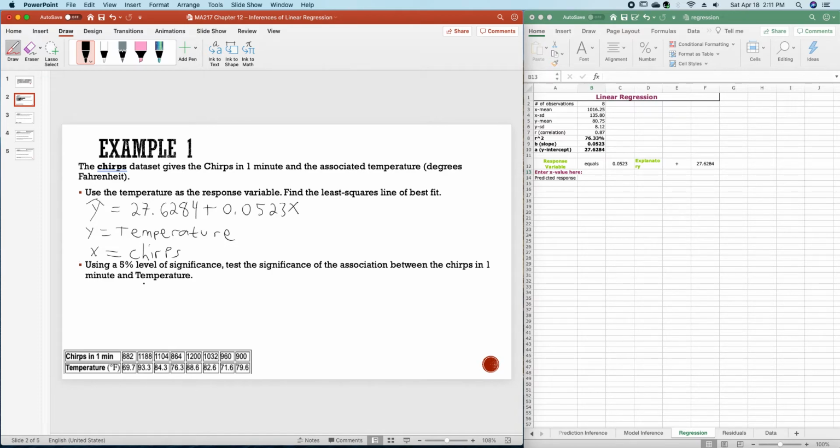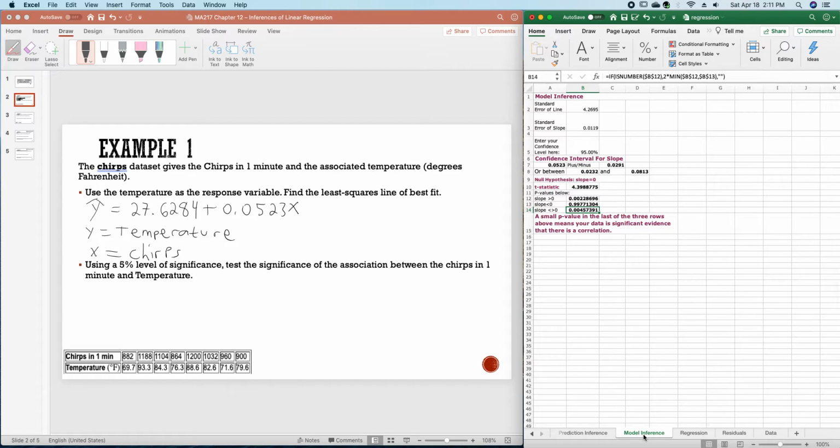For this bottom question here, we want, using a 5% level of significance, to test the significance of the association between the chirps in 1 minute and temperature. That is inside of this model inference tab here on the bottom. We want the hypothesis test for it. We can write it out in words or just use symbols. For this, I'm just going to use the symbols. The conclusion, though, I'll write out in actual words.